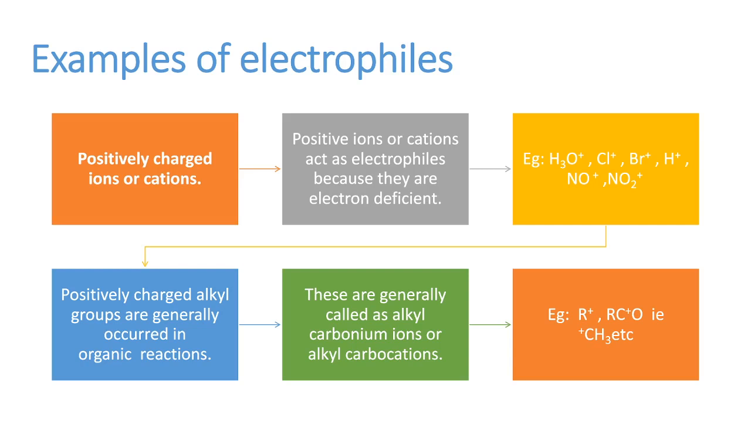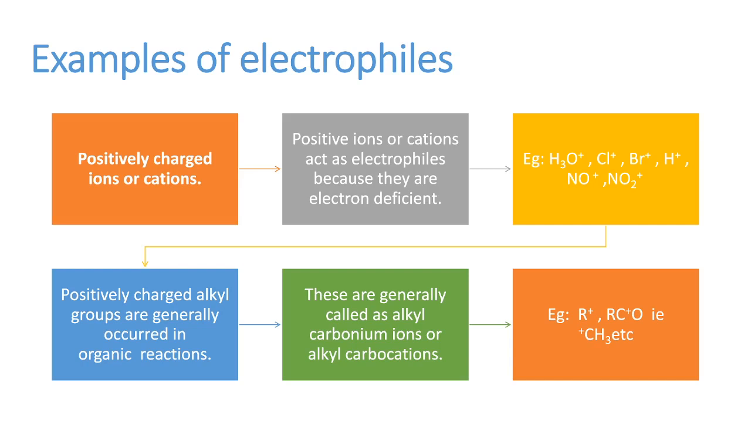So electrophiles are the cations which are electron deficient. That is, these are the compounds or species or ions which have positive charge. They possess positive charge and they are electron deficient compounds. Because of that reason, they are called electrophiles.